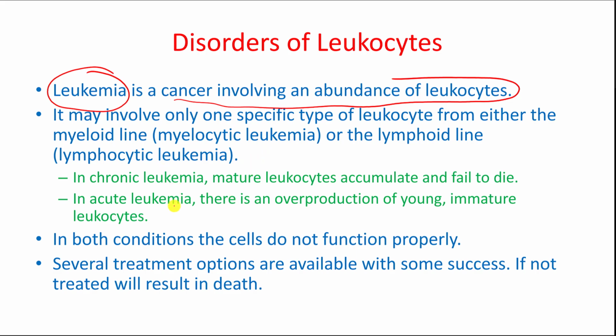For example, in chronic leukemia, the mature leukocytes accumulate and fail to die, whereas in acute leukemia, there is an overproduction of young immature leukocytes. In both conditions, those cells are consuming the resources of the body, and they are causing problems in the white blood cells' mechanisms of defending the body. Now, leukemia in general might be fatal, so it has to be treated. If not treated, it will lead to death. However, not all of those different types of leukemias have the same degree of danger. Some of them are easily treatable. Some of them, unfortunately, we don't have treatments for.